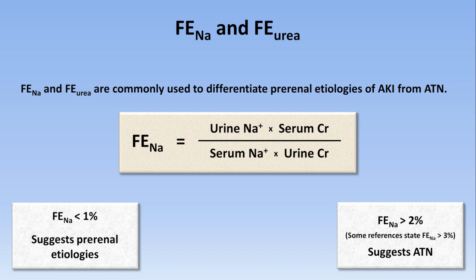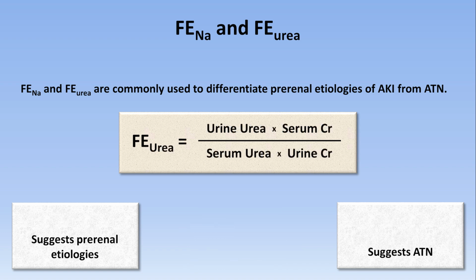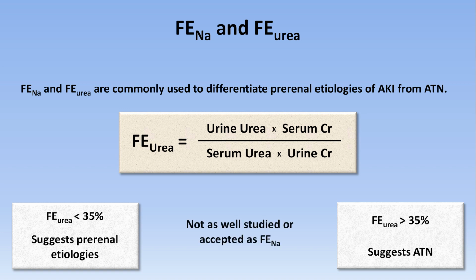There are three very important and common situations in which the FENa is not accurate: cases of mild AKI, AKI superimposed on significant chronic kidney disease, and recent diuretic use. For these situations, particularly the recent diuretic use, doctors often check the FEurea, which is based on an analogous principle and has an analogous calculation. With the FEurea, values under 35% suggest PreRINO, and above 35% suggest ATN. As mentioned before, the FEurea is not as well studied or accepted as the FENa.